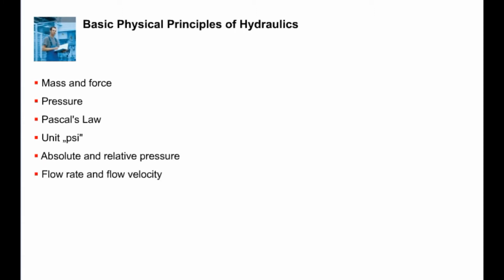You should be able to understand the purpose and meaning of the physical unit, PSI. You should be able to explain the difference between absolute and relative pressure and be able to calculate them. You should be able to calculate flow rate and flow velocity. You should be able to evaluate different types of flow and be able to calculate them. You should be able to explain the cause of flow rate in a hydraulic system and describe the ways of controlling it.